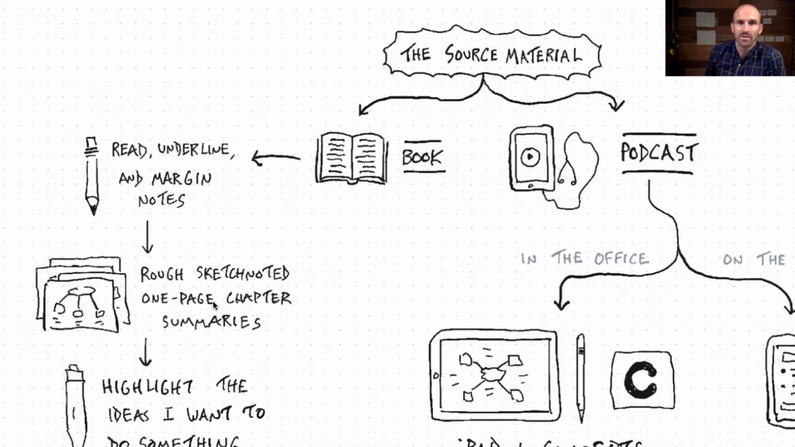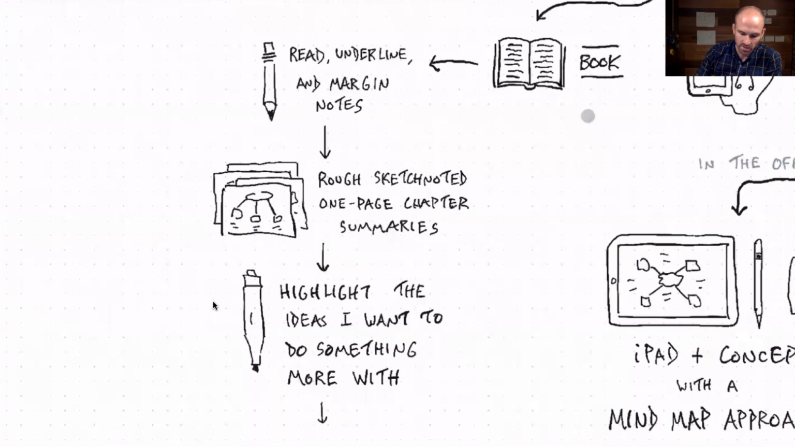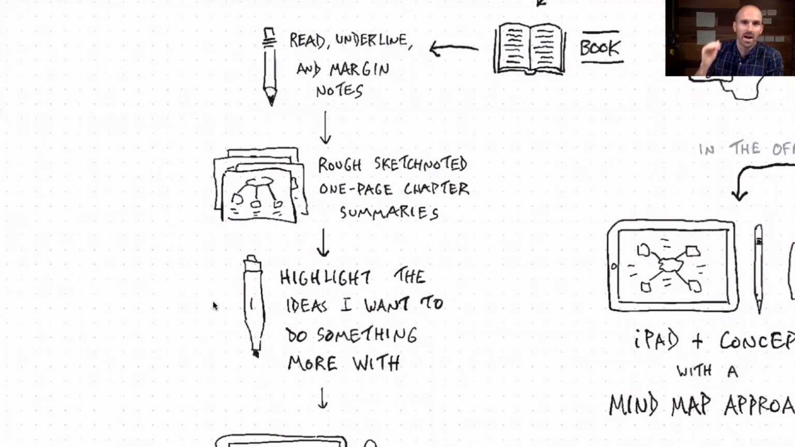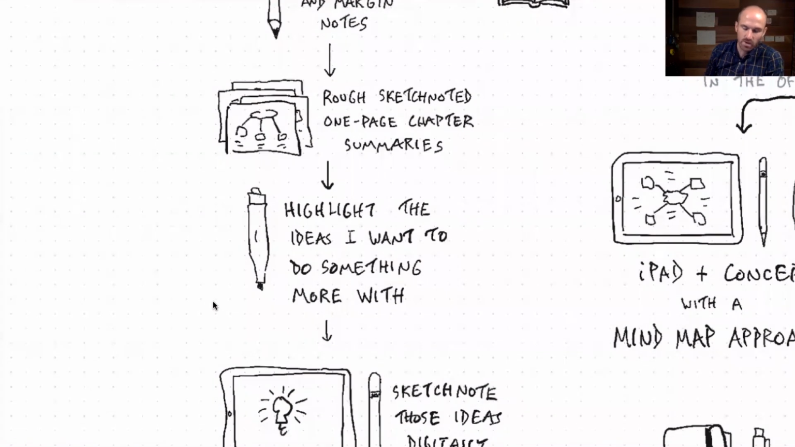And really, I just identified two different types of media that I tend to sketchnote, one being books, the other being podcast episodes. I think similar to the book category might be articles, maybe things that I read online or within a magazine. When I read a book, I like to go through this process here, starting by underlining and taking some notes in the margins. Then once I've read the whole book, I'll do some rough sketchnoted one-page chapter summaries.